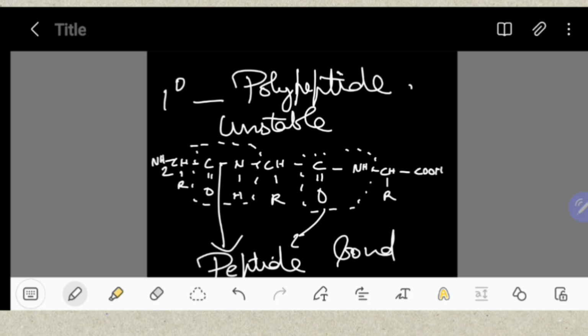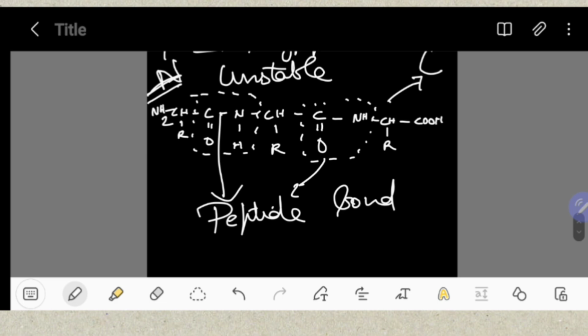Okay, and here the left end is N-terminal, and the right end is C-terminal. Just remember all these points. Left end is N-terminal and right end is C-terminal. R stands for right, C stands for C-terminal. And this structure is unstable.